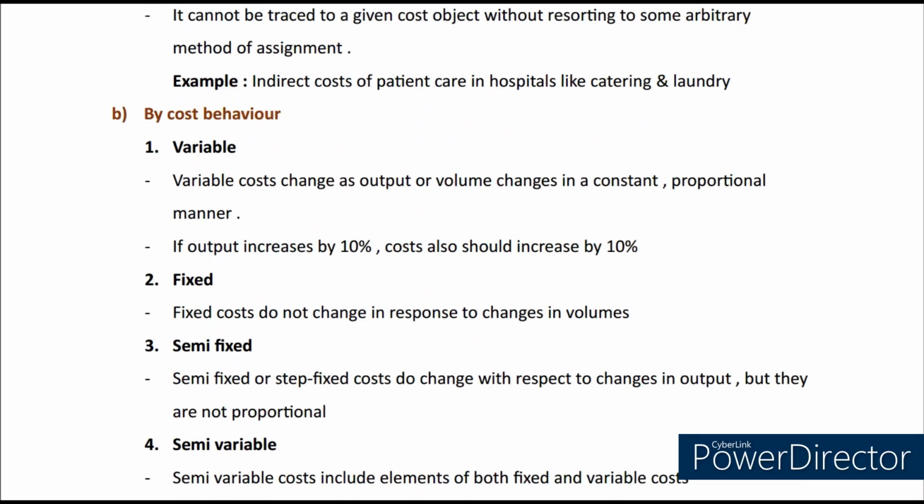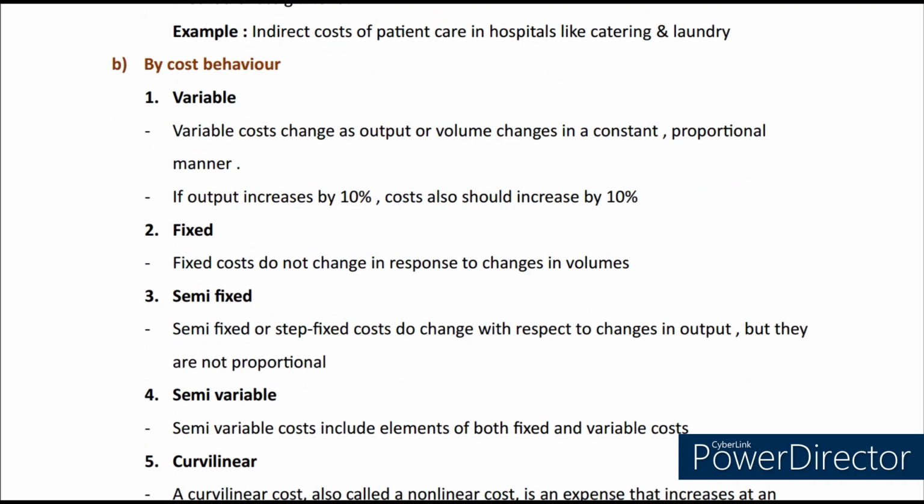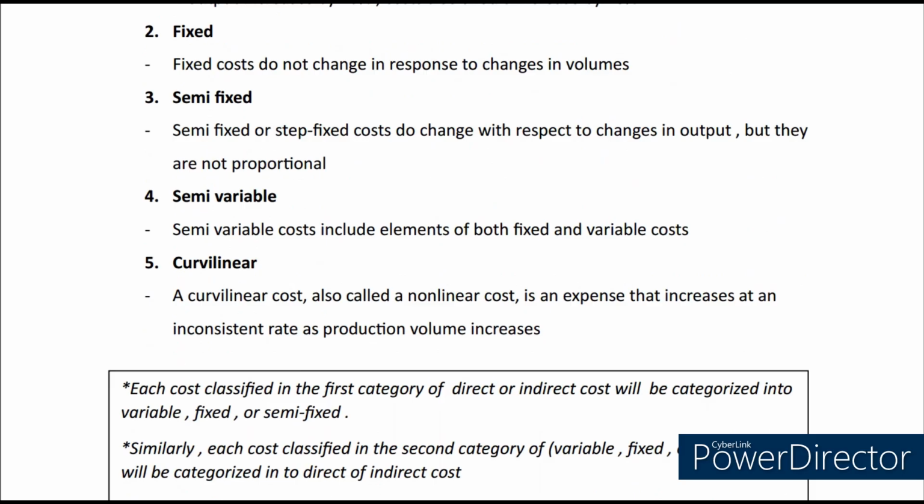Next is by cost behavior. First is variable cost. Variable costs change as output or volume changes in a constant proportional manner. That is, if output increased by 10%, cost should also increase by 10%. Fixed costs do not change in response to the changes in volumes. Semi-fixed or step-fixed costs do change with respect to changes in output, but they are not proportional. Coming to semi-variable cost, these include elements of both fixed and variable cost. And the last one is the curvilinear. A curvilinear cost, also called non-linear cost, is an expense that increases at an inconsistent rate as production volume increases.